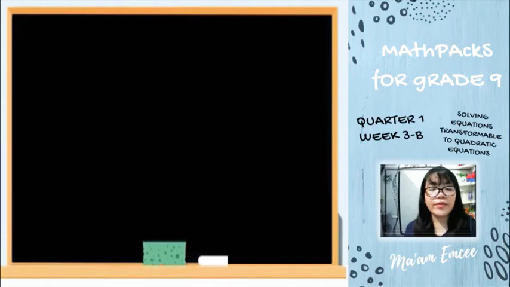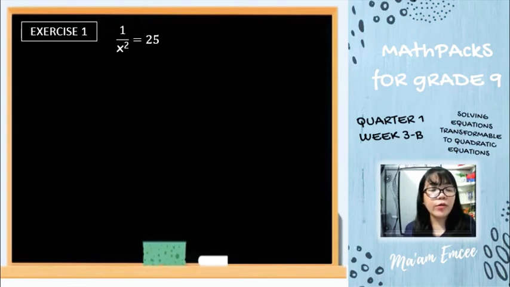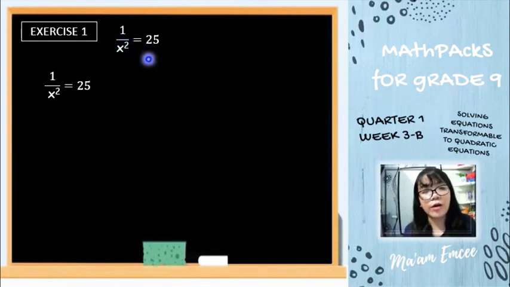So let us have the first exercise, exercise number 1. We have here 1 over x squared is equal to 25. We need to look for the LCD because we will be multiplying both sides of the equation by the LCD. Since this equation has only one denominator, obviously x squared will become our LCD.